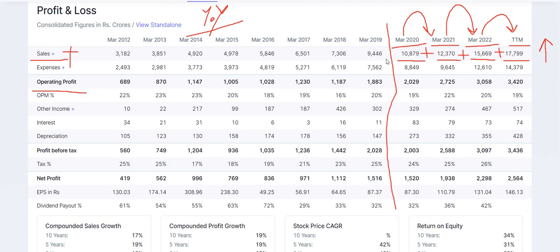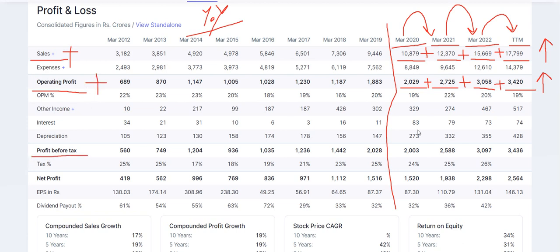Coming to operating profit, it is 2,029 crore rupees. From there it increased to 2,725 crore rupees. Further increased to 3,058 crore rupees, and further increased to 3,420 crore rupees. So operating profit is also increasing on every year basis. So it is constantly increasing on every year basis.